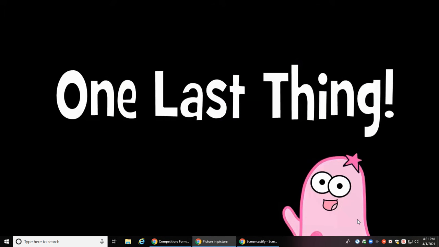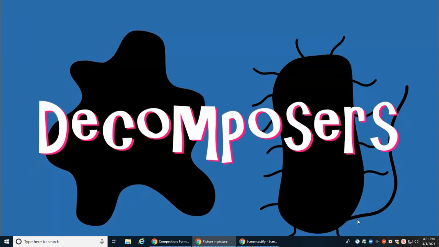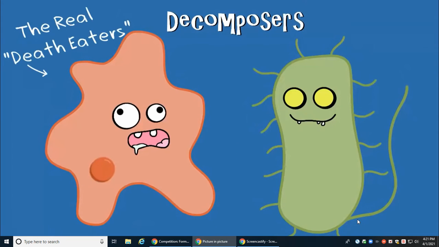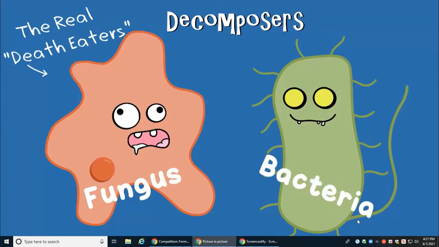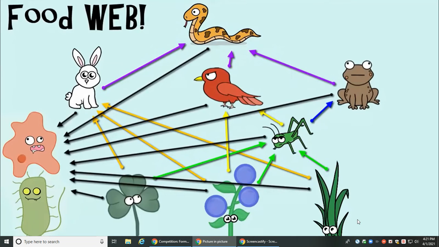One last thing, there are some organisms that we left out of our food webs and food chains, but they're kind of a big deal. Decomposers. Decomposers are heterotrophs since they do eat other things, even if the things they're eating are dead. Decomposers include organisms like bacteria and fungus. Technically, if we were to draw them in, then every arrow here would eventually point to them.